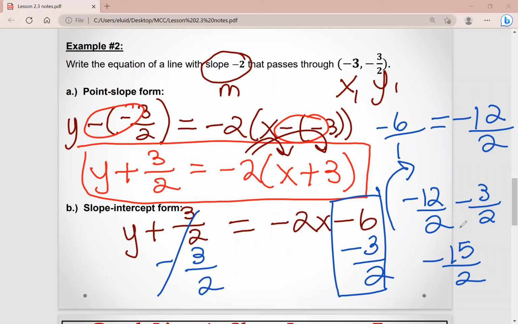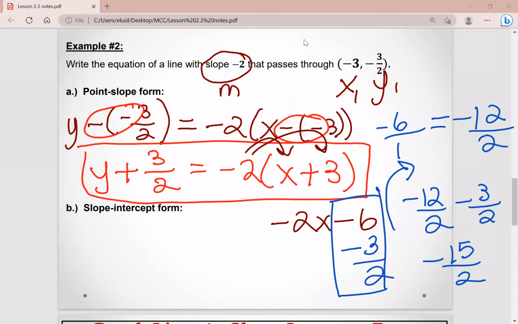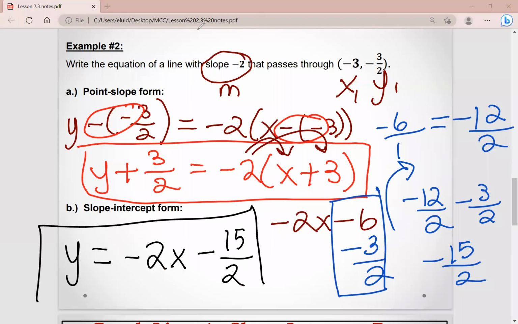Okay, so I'm a little bit out of space here. I'm going to clear some room and then write the final answer. So over on the left-hand side here, let's write our final answer in slope-intercept form. So y equals -2x minus 15 over 2. We just figured out that fraction part.